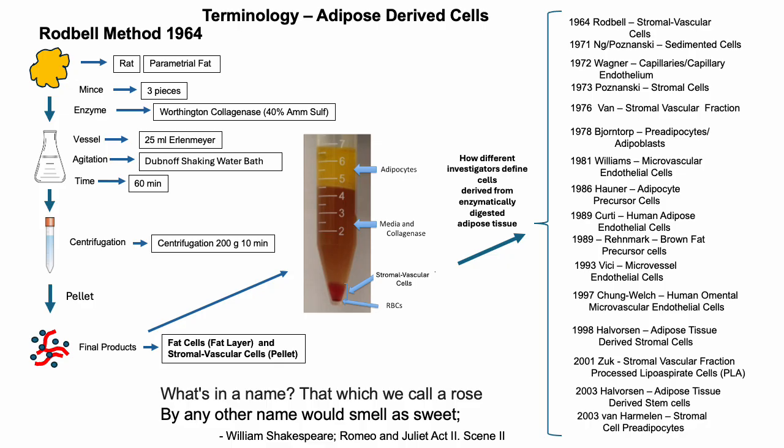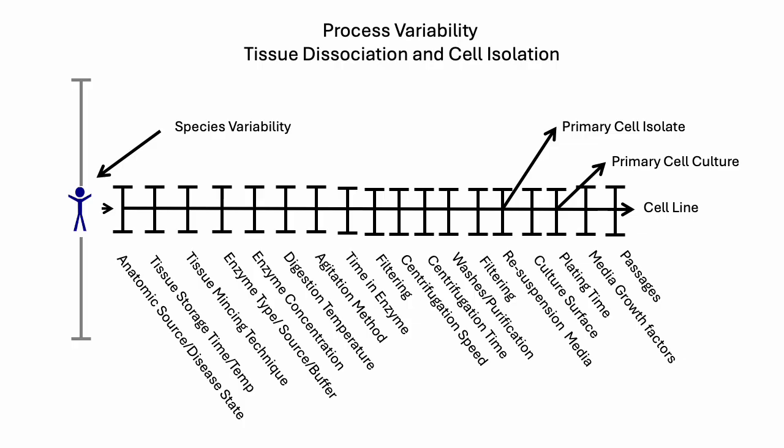Now, what I want to talk about now is the process variability, how different investigators, different groups use different methods for the isolation of what we'll call the primary cell isolate, which is going to be called, and I've talked about this before, either the stromal vascular fraction, the stromal cell fraction, or the microvascular fragment fraction following either enzymatic or non-enzymatic digestion.